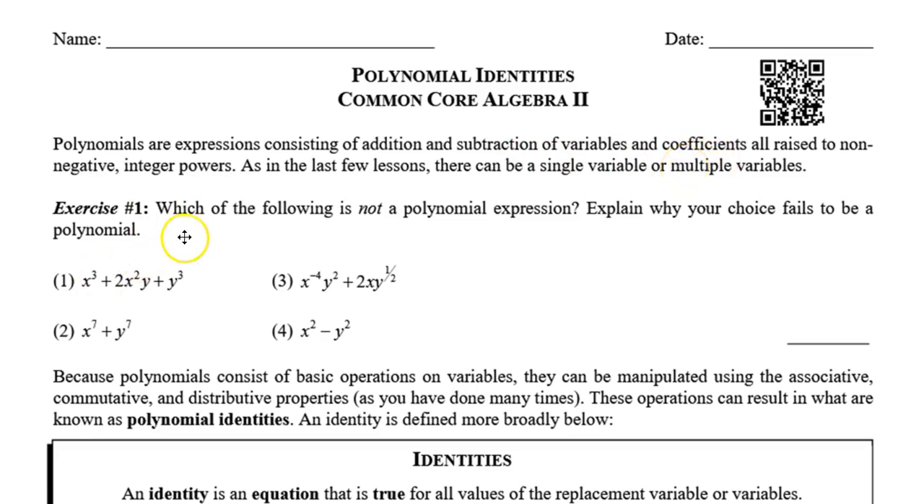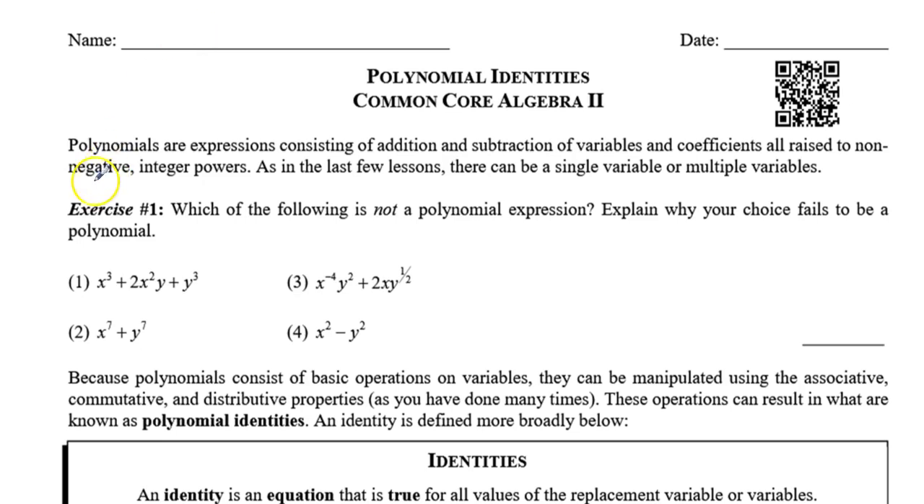So based on that definition, which is not a polynomial expression? I'll give you a chance to examine these four choices and then play the recording when you're ready. Okay, so hopefully you considered those and you saw that each one of these, 1, 2, and 4, have exponents that are non-negative and integer powers. But this one has a negative. It also has a non-integer here. So choice 3 cannot be. The exponents must be non-negative integer powers.